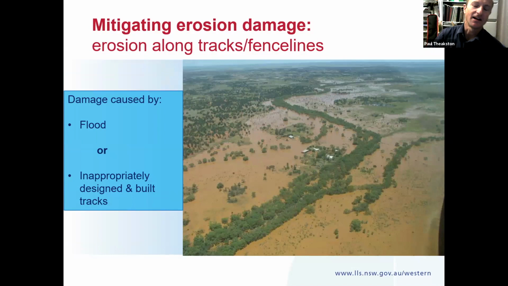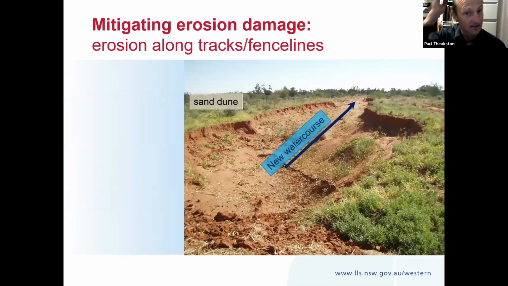This is something Darrell often asks. He says, you see a road that's been eroded away or whatever, and you say, is the damage caused by the flood, or was it inappropriately designed and built tracks? So that's the question. Was it the flood that caused it, or was it the track that was not built correctly? This is an example where there was a flood, and after that flood finished, that was their driveway. That was their main driveway into the house. So obviously not anymore. Did the flood cause it, or was it the road inappropriately built?